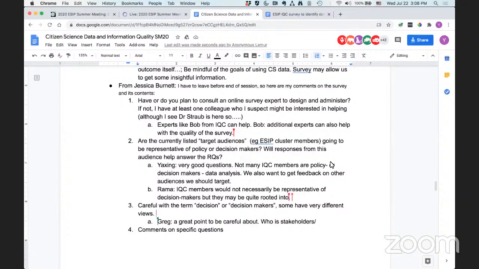Yes, I completely agree with you, Greg. We have another couple of comments on specific questions from Jessica Burnett. She's saying, question 4 is a very vague question. In question 10, some folks may not be aware that the data they use are citizen science. And I think that goes to the early point that was made about assumptions in the questions that might not seem such assumptions until somebody goes to answer the question.